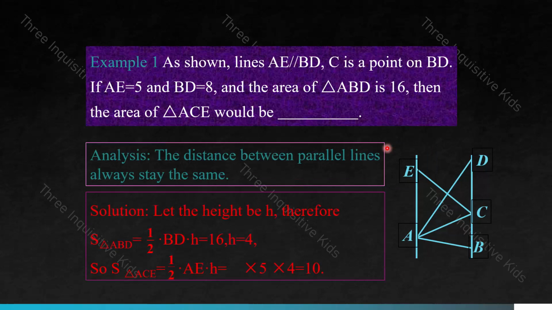Well, here is our analysis. The distance between parallel lines always stays the same. So let the height be h. Therefore, the area of triangle ABD is equal to 1/2 of BD times h, which is equal to 16, and h is equal to 4. So the area of triangle ACE is equal to 1/2 of AE times h, which is equal to 1/2 times 5 times 4, which is equal to 10. So the area of triangle ACE would be 10.